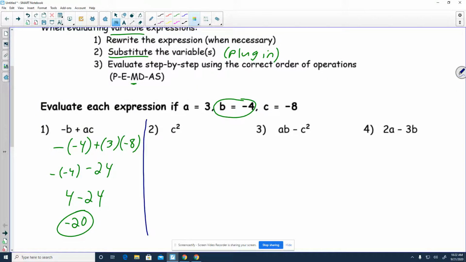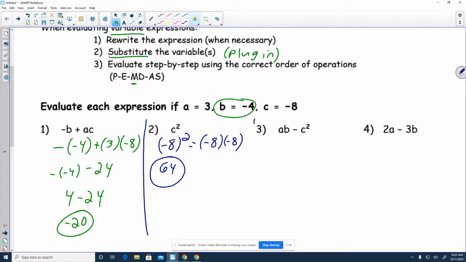Number 2, we have C squared. That's very easy. All I'm going to do is plug in -8, and I'm going to square it. Now, -8 squared is going to give me positive 64. If you put it in the calculator, please remember to put it in parentheses. -8 squared is the same thing as -8 times -8, which gives us positive 64.